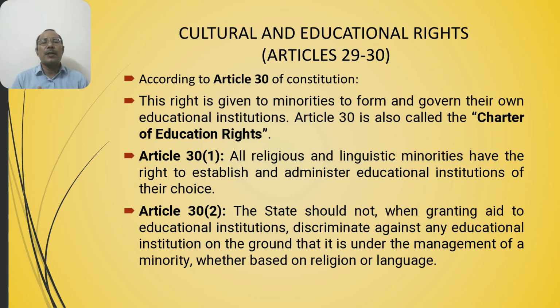Now, this particular charter, Article 30, is known to be the Charter of Educational Right, because as per this right, any individual can establish, it may be the linguistic minority, it may be the religious minority, everybody can establish their own educational institution of their own choice. And the state, if they are granting aid to any educational institution, cannot discriminate against any educational institution only because the minority is managing this school or college or any educational institution.